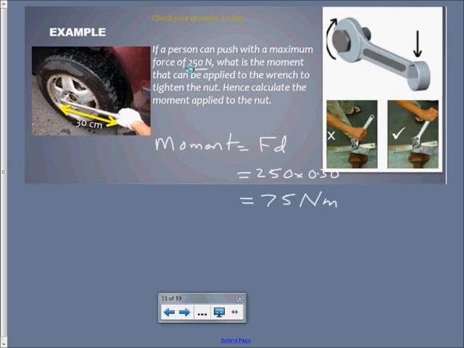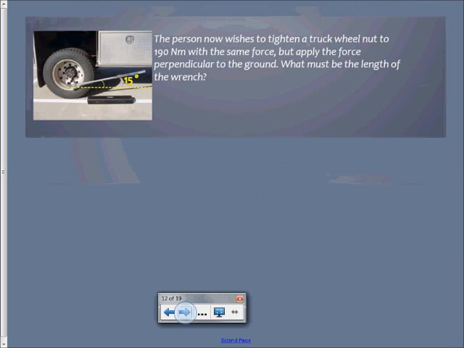And the diagram on the right-hand side here just shows a person using a spanner. In two cases, here the hand holding the spanner is a long way from the nut, which is effectively the pivot or the fulcrum. You're going to get a lot larger moment than if you tried putting the hand there. Apply the same size force, but much closer to the fulcrum, much less turning effect.